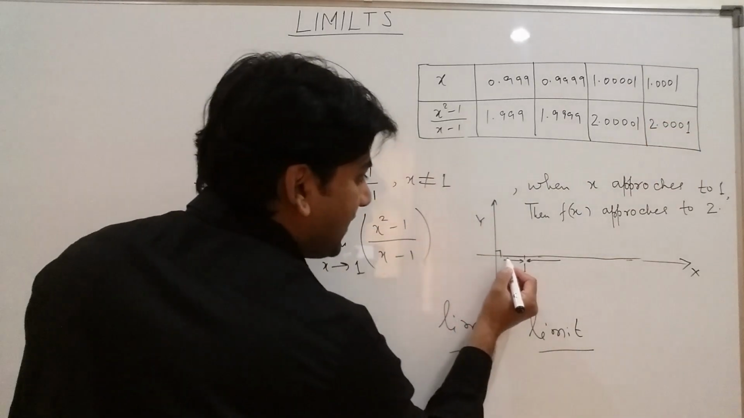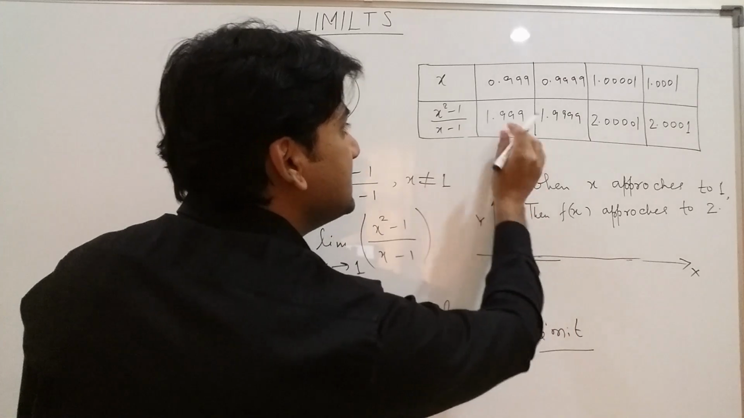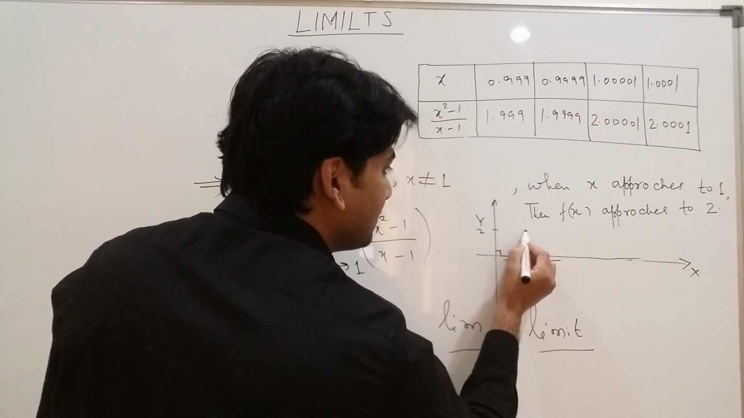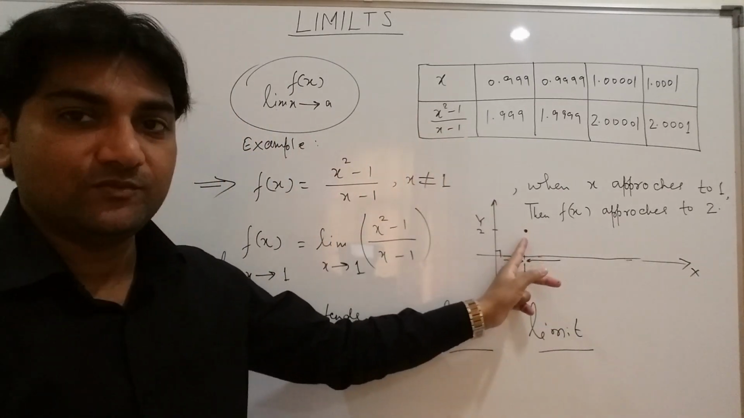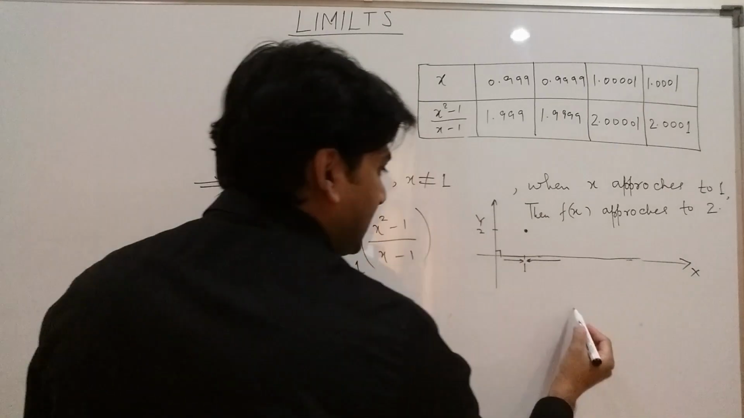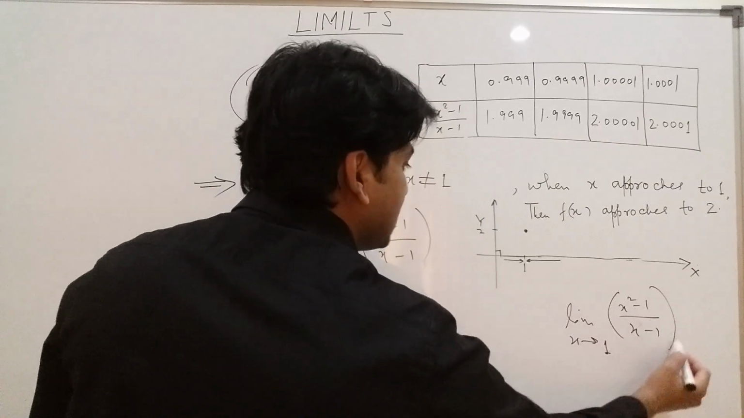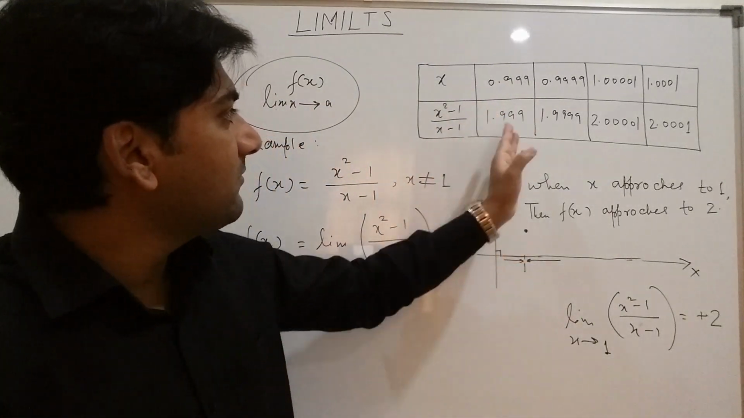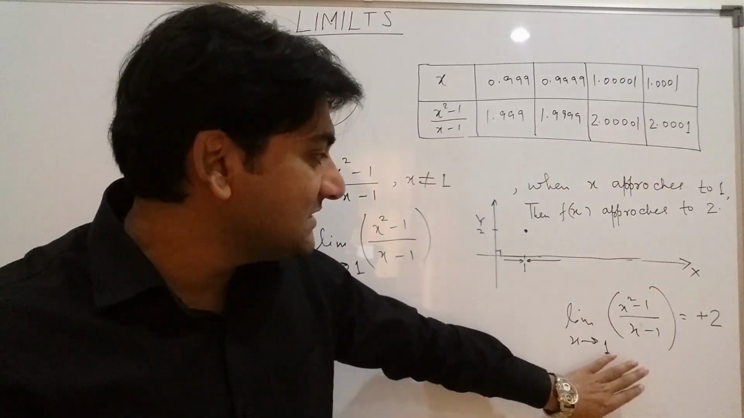So what I am getting is, when I am coming to 1 from left to right or right to left, my values are approaching 2. So when I am coming to 1, it is approaching 2. So the answer is that the limiting value at x equals 1 is 2. So my answer for this question, the limit as x tends to 1 of (x² − 1)/(x − 1), is 2. Why 2? Because when we approach 1, from the left side we reach approximately 2, and from the right side also we reach approximately 2. So this is the limiting value.